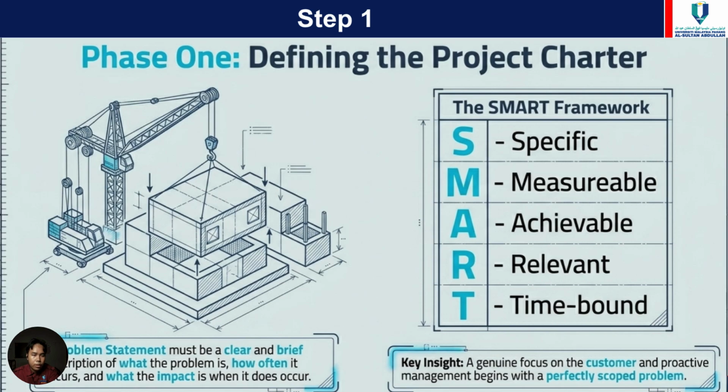In define, we state the problem, and we follow the SMART framework, where SMART stands for specific, measurable, achievable, relevant, time bound. The SMART framework is the standard to define the problem, where the problem statement must be a clear and brief description of what the problem is, how often it occurs, and what the impact is when it does occur. So it is a genuine focus on the customer, and proactive management begins with a perfectly scoped problem.